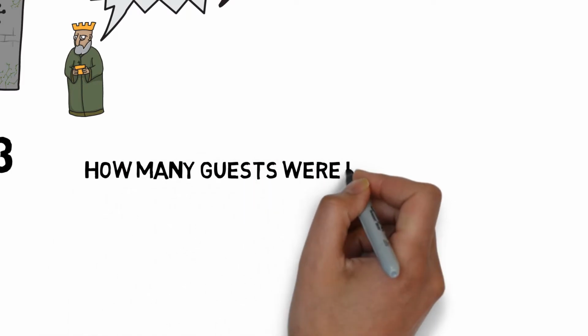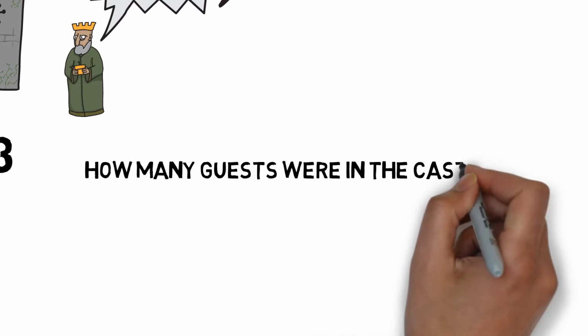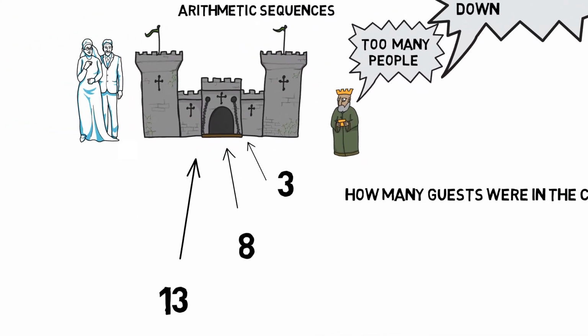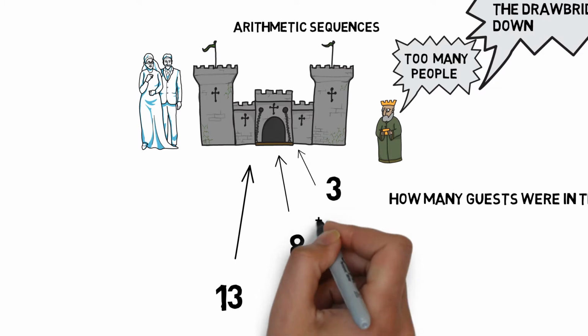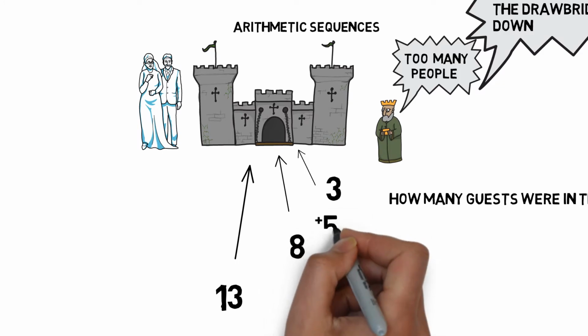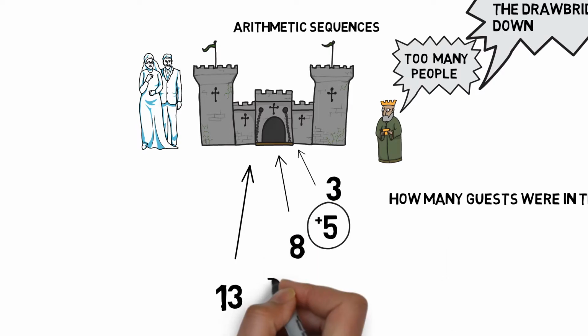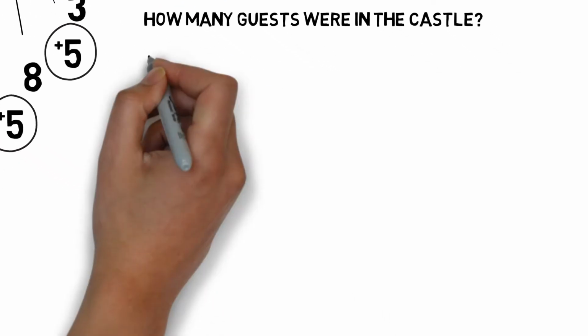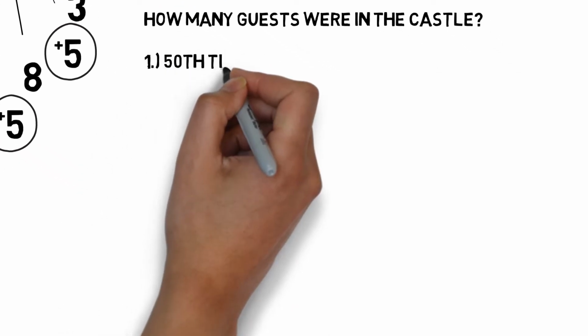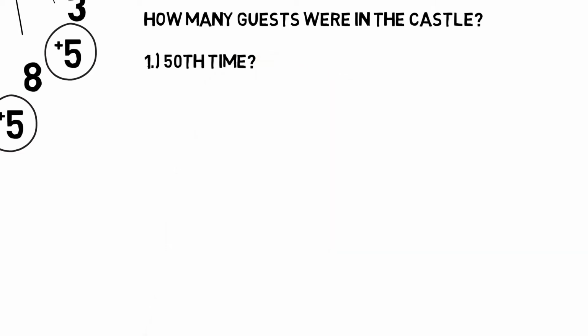So what we see here, between the first time and the second time, there are 5 more people walking into the castle. We see 3 and 8, the difference is 5. Between the second time that the drawbridge comes down and the third time, there are again 5 people more walking into the castle. And this is the definition for arithmetic sequence. The difference between any two terms is constant, so it's always the same. In our case, 5.